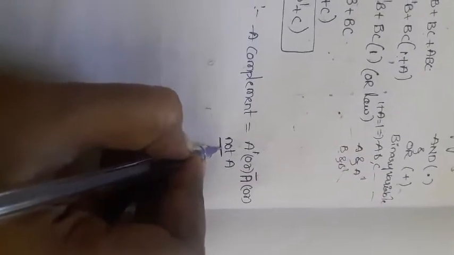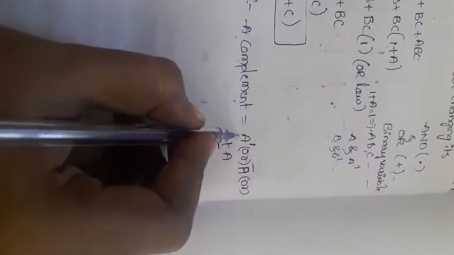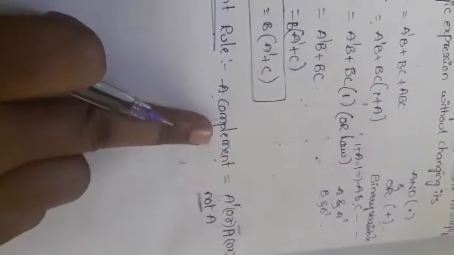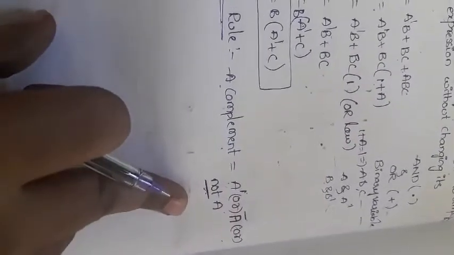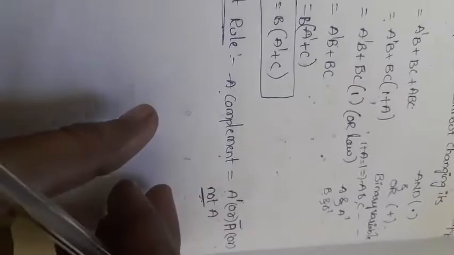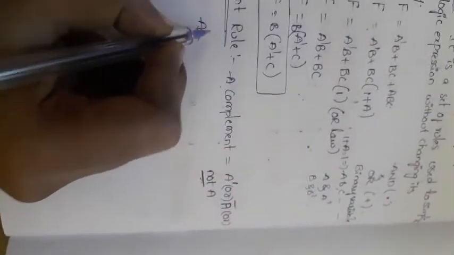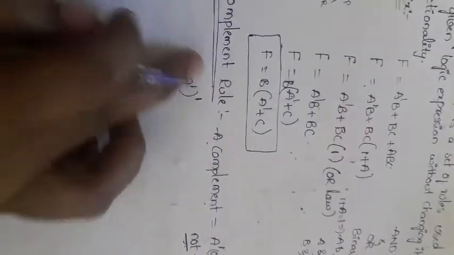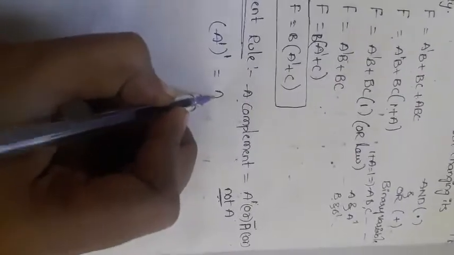NOT is nothing but the complement gate, right? So a complement we can call it a prime, or a complement, or not a. If you take the complement of a, it is written like this. Suppose I take the complement two times for a, what happens? The complement of a complement, what is the result? That is equal to a.